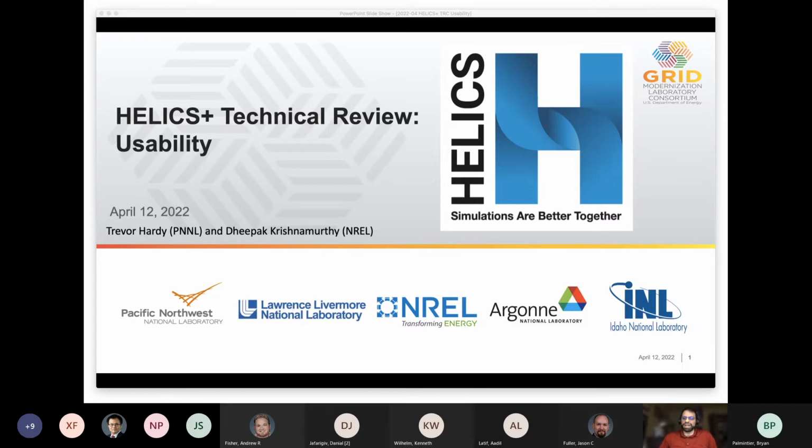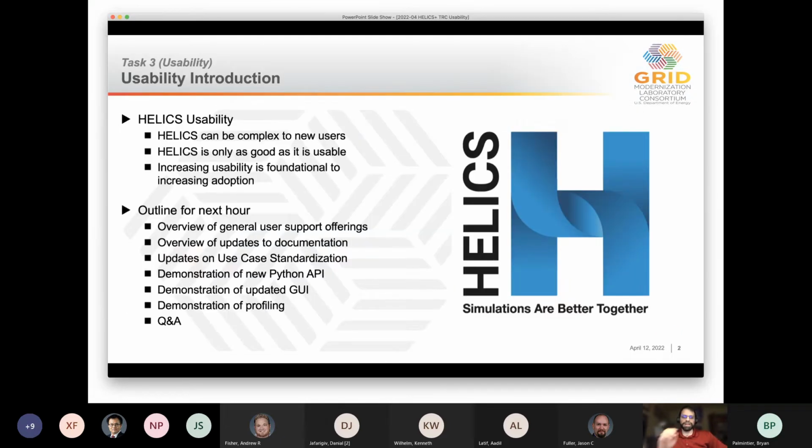Deepak and I, as we've been chatting in preparation for this, think we're going to have lots of time for discussion. So there'll be a mini break for clarifying questions halfway through before we do the demonstrations. And then at the end, we're hoping there'll be a good 15 or 20 minutes for discussion. So keep that in mind, and let's get going. Let's see if I can get PowerPoint to cooperate for me today. There we go. Okay. So usability.